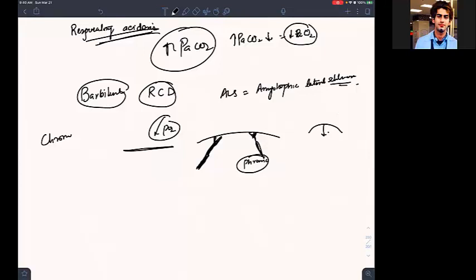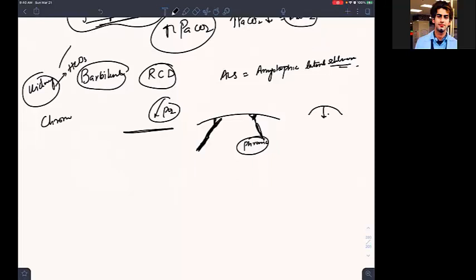It will try to produce more bases, bicarbonates. So who comes to the rescue? If you have respiratory acidosis on one side, who comes to the help? Kidney. Your renal system starts to produce more bicarbonates.